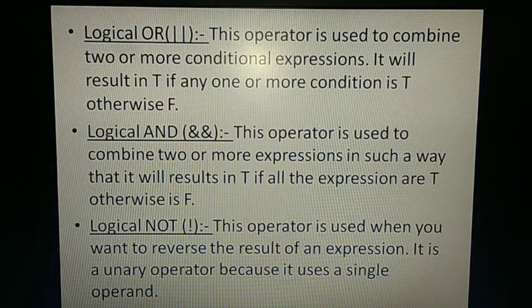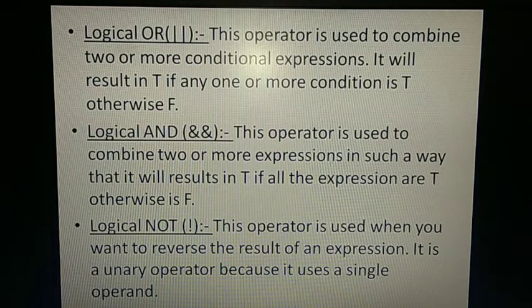So logical or is a combination of two or more conditional expressions, and it will result in true if any one or more conditions are true, otherwise false. Again, logical AND is used to combine two or more expressions, and it will result in true if all the expressions are true, otherwise false. And logical NOT will give you the reverse of the result of an expression.